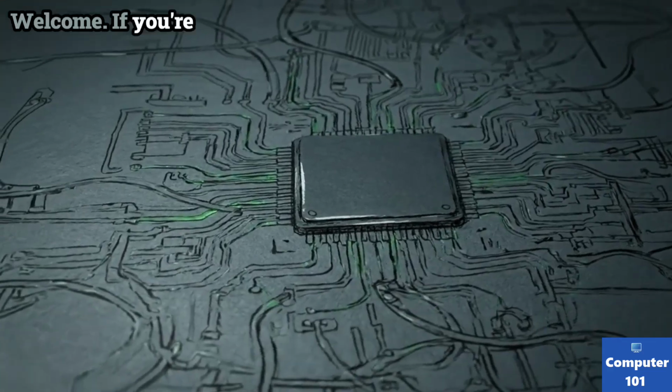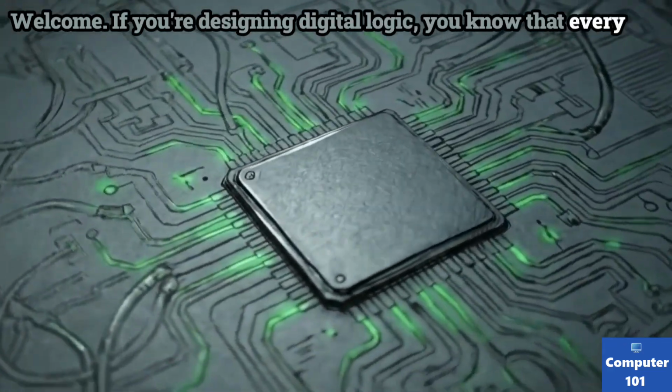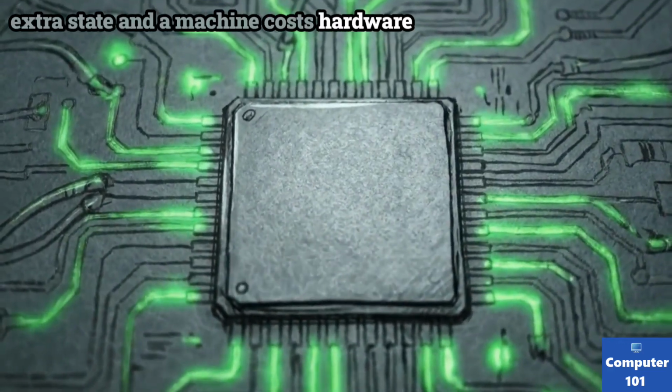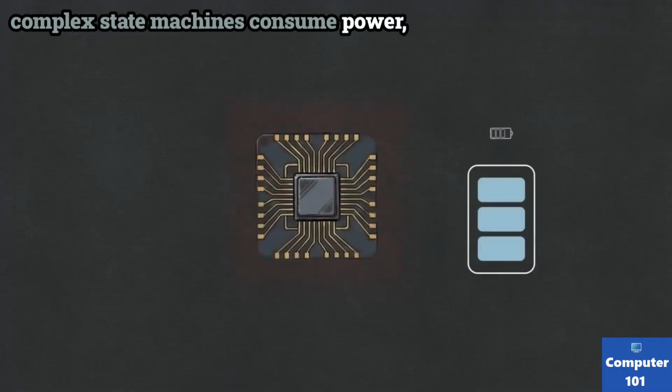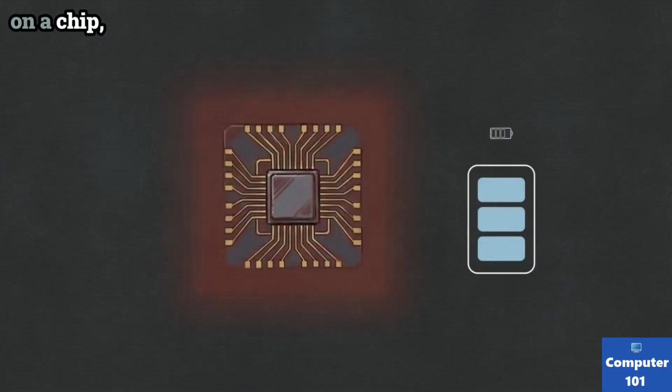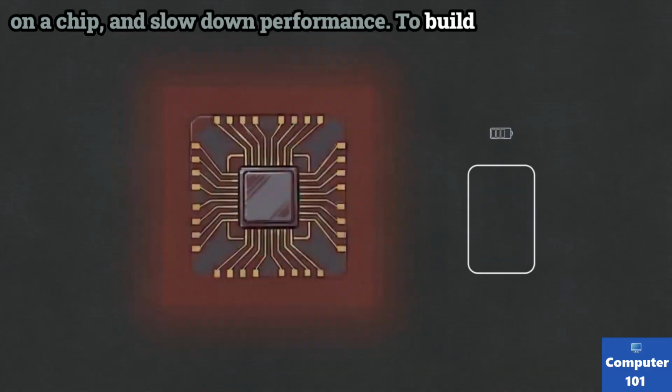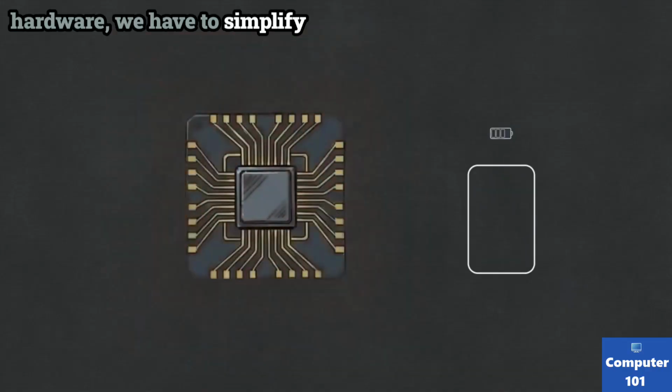Welcome. If you're designing digital logic, you know that every extra state in a machine costs hardware resources. Overly complex state machines consume power, take up physical space on a chip, and slow down performance. To build efficient hardware, we have to simplify them.